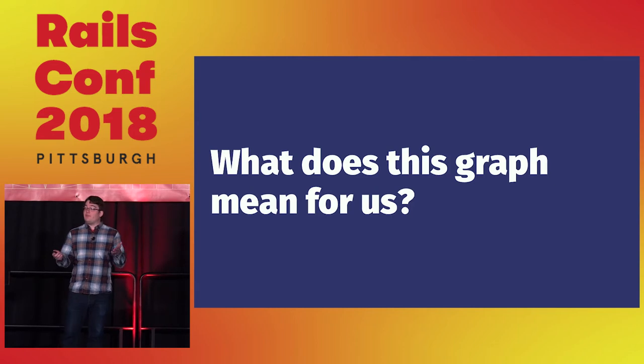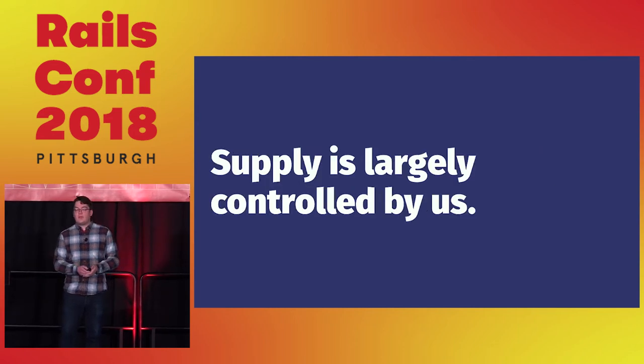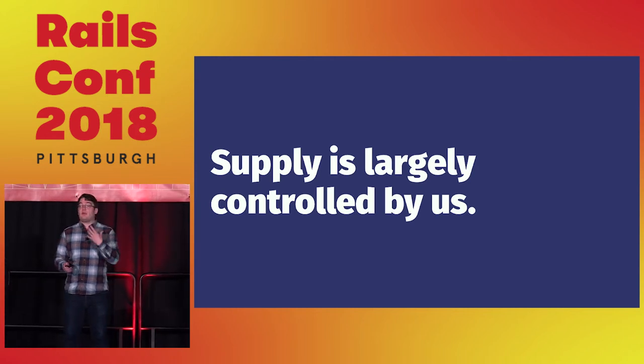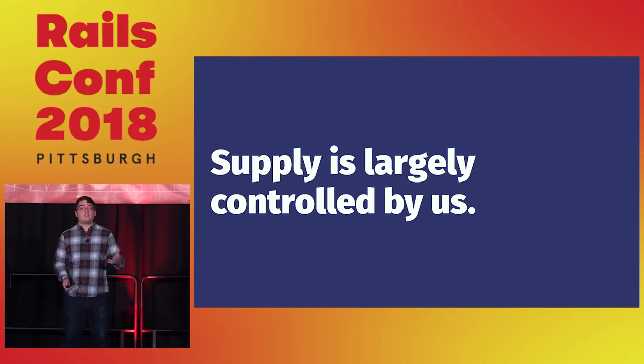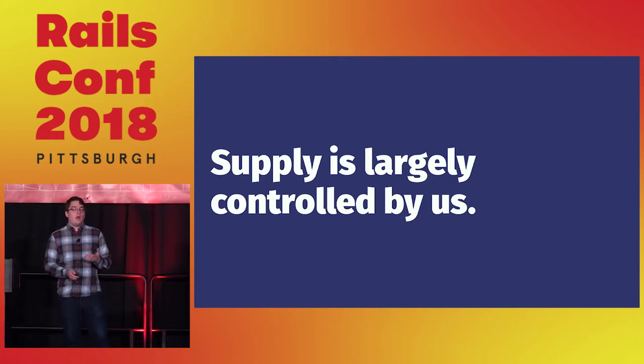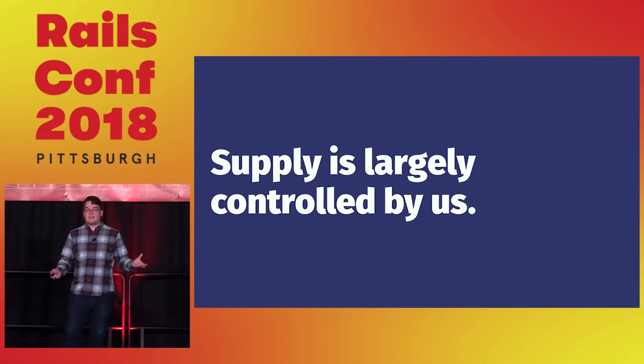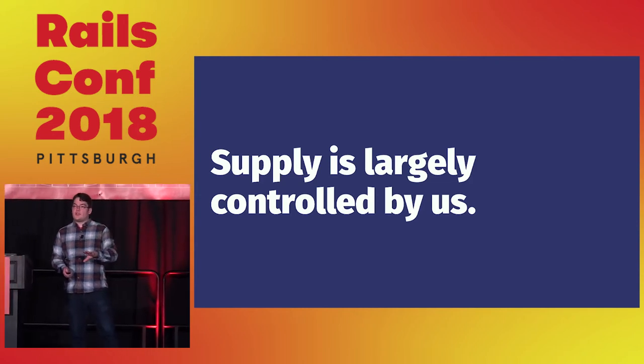So what does this graph mean for us? Supply is largely controlled by us, the people that are making things. If you've written a book that you want to start selling as an ebook online, your supply curve is going to be relatively horizontal because your only costs are the ability to host your ebook. In the case of large services like GitHub, where they have lots of hosting services, they do lots of things in the background, they have a lot more costs involved, the supply curve looks different, but it's still largely controlled by us.